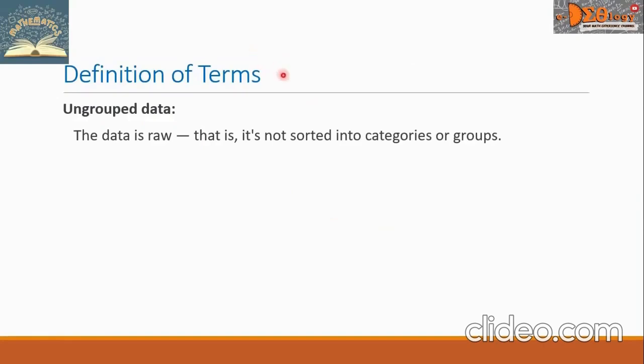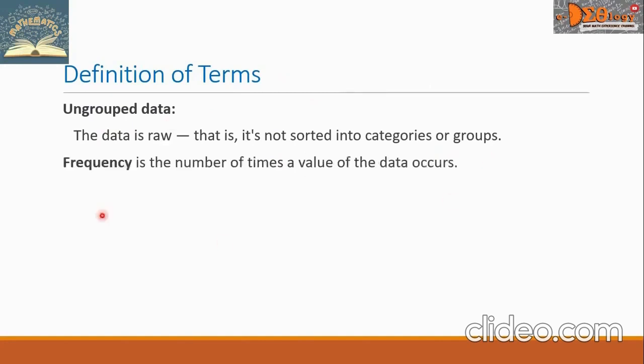First, let us define some terms. The first term is ungrouped data. It means the data is raw. That is, it's not sorted into categories or groups. Second term is frequency. Frequency is the number of times a value of the data occurs.